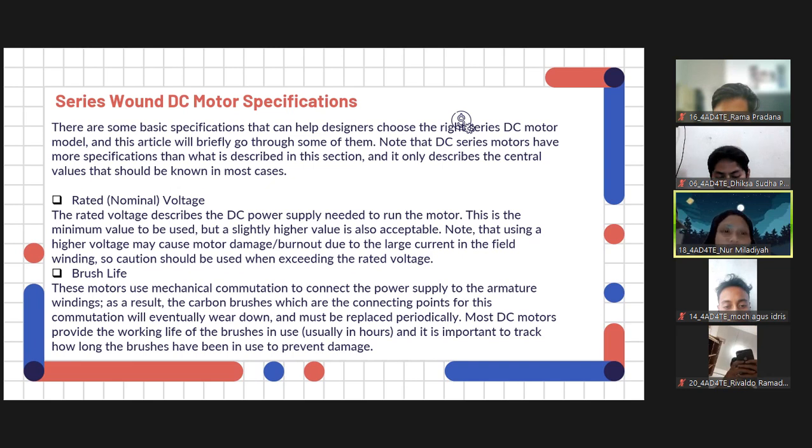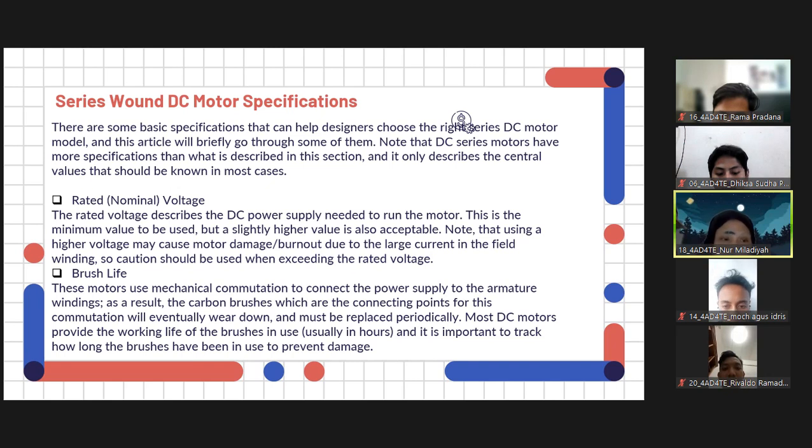And the rated nominal voltage. The rated voltage describes the DC power supply needed to run the motor. This is the minimum value to be used, but a slightly higher value is also acceptable. Note that using a higher voltage may cause motor damage or burnout due to the large current in the field winding. So caution should be used when exceeding the rated voltage.